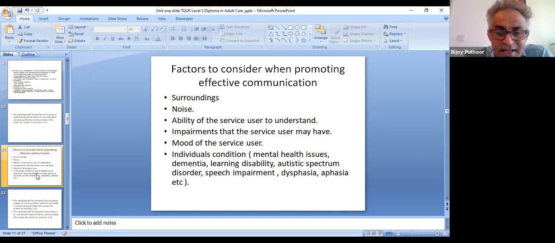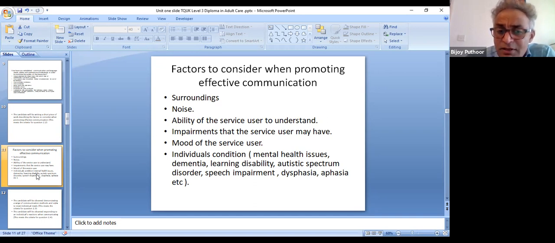Individual conditions such as mental health issues, dementia, learning disability, autistic spectrum disorder, speech impairment, dysphagia, or aphasia can also be factors that have to be taken into consideration when you are supporting people and trying to make the communication more effective. For example, if someone is suffering from dementia, there may be short-term memory loss, and they may find it difficult to understand lengthy sentences.